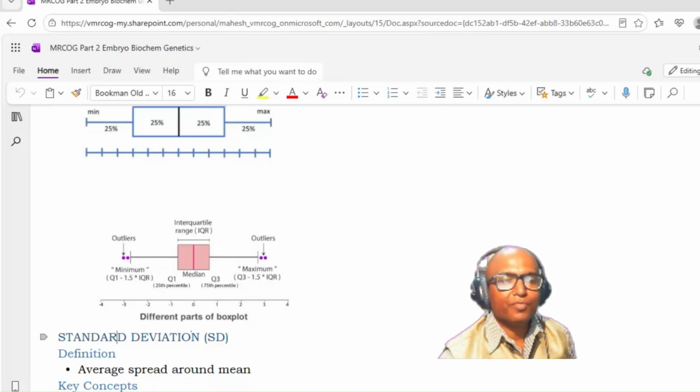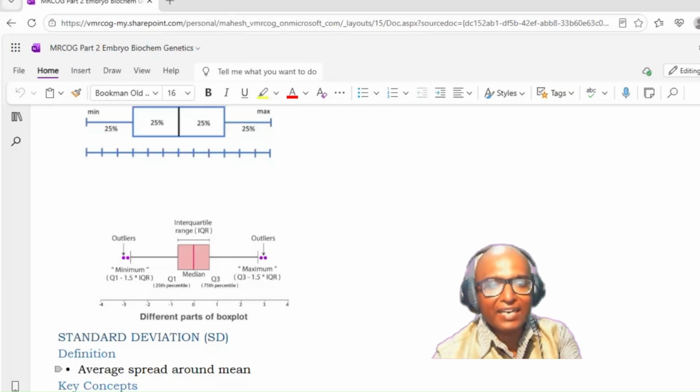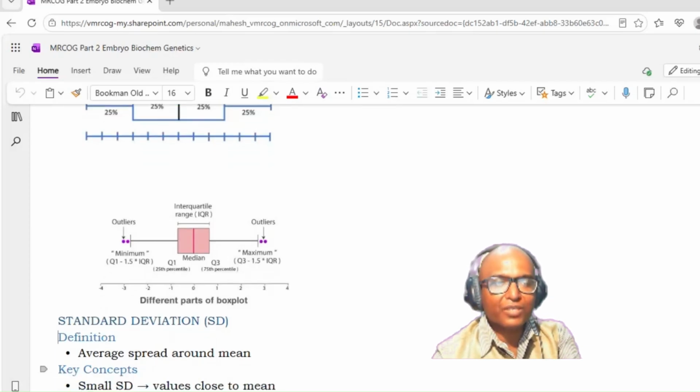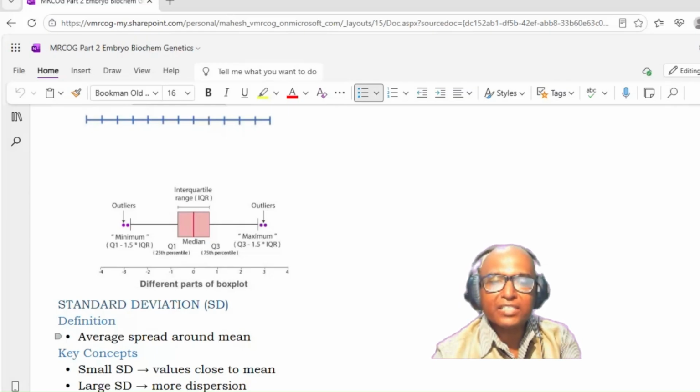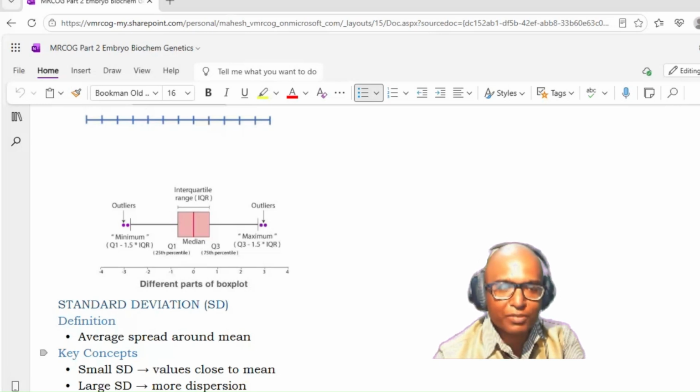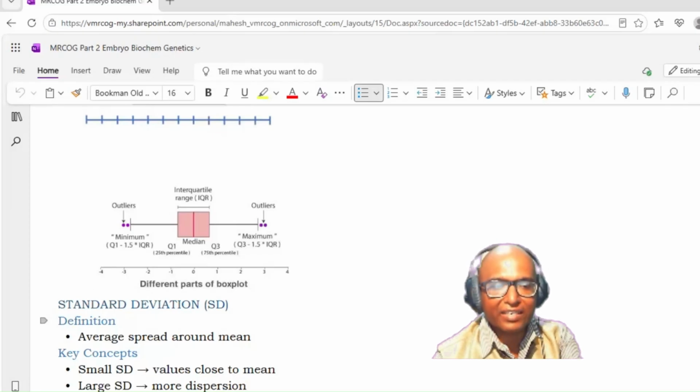Now the next concept of variability is standard deviation. So what is standard deviation? It is the average spread around the mean. You have many observations and you have calculated one arithmetic mean, but how much each observation is varying from the mean? Each observation may be varying from the mean. Then the variability of an individual observation is decided by the standard deviation.